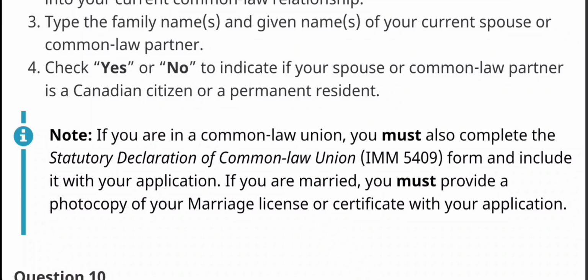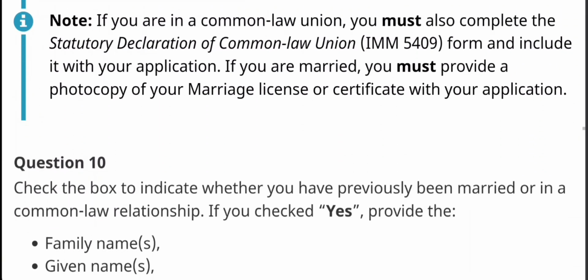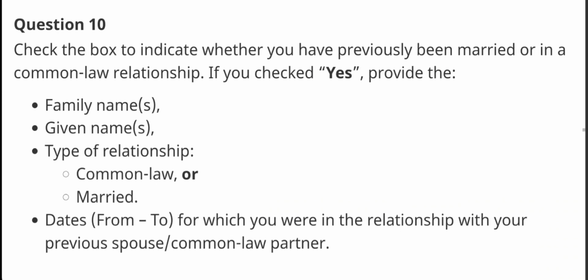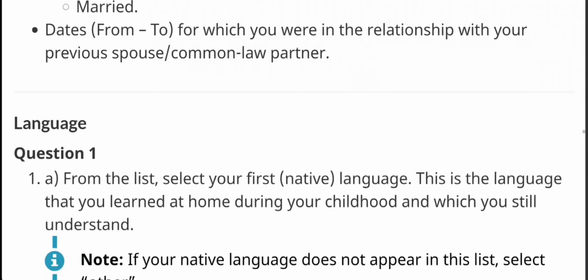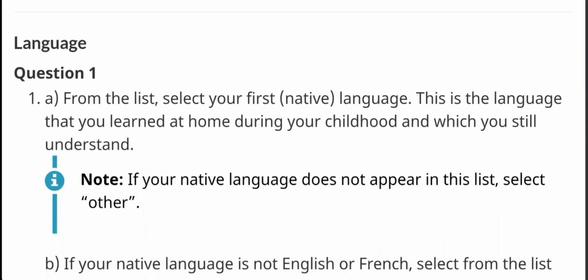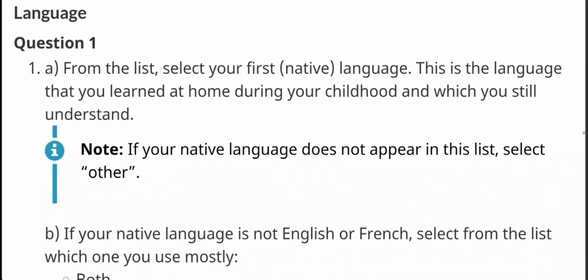Now, you also need to enter the dates you are married, the name of your spouse, and if you are in a common law partner or not. You have to put that inside it. Now, it gives you information about a common law union. You have to complete another form in your application. If you are married, you have to submit a photocopy of your marriage certificate.